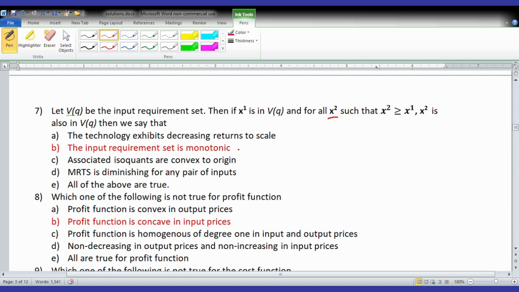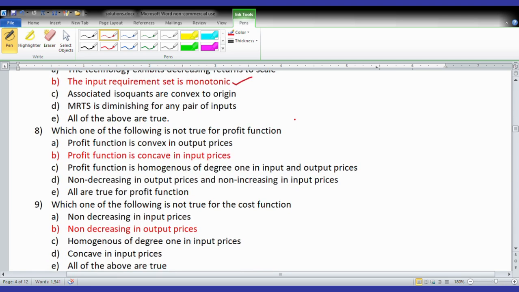So that is telling us that the technology is monotonic, and this is defining the correct answer. Which one of the following is not true for profit function? See that profit function is convex in output prices, and it is also convex in input prices. So if I have an output price here and profit function here, which is a function of P and W, see that the profit increases like this, and this again is coming directly from the lecture that we had in our class.